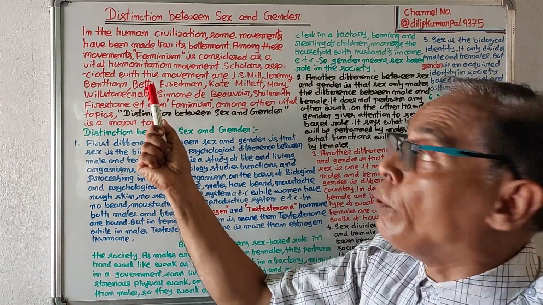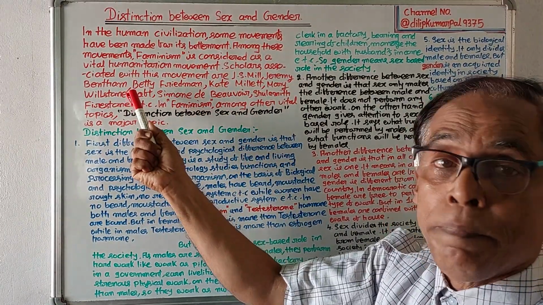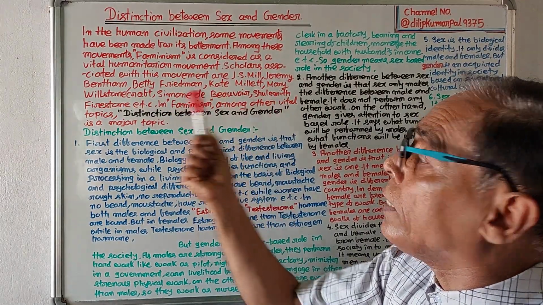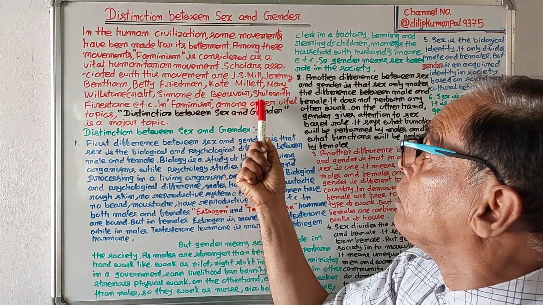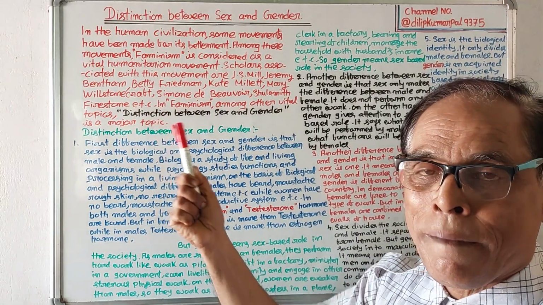Scholars associated with this movement are J.S. Mill, Jeremy Bentham, Betty Friedman, Kate Millett, Mary Wollstonecraft, Simone de Beauvoir, Shulamith Firestone, etc.